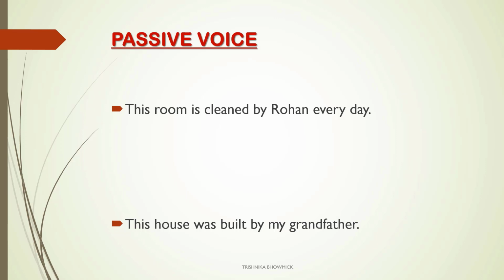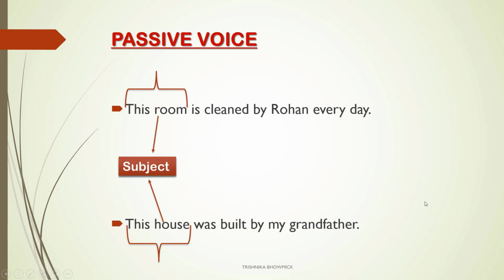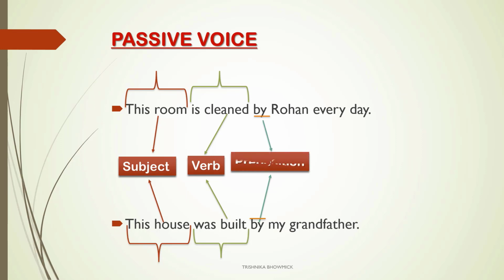We already saw those sentences in the active voice example section. Though the form was changed, the subject and object also changed in these sentences now, as they are transformed into passive voice. So now the subject is this room or this house, which was earlier written as the object in active voice, and the verbs are is cleaned and was built. Then we have to use a preposition. Then the object is Rohan and my grandfather.